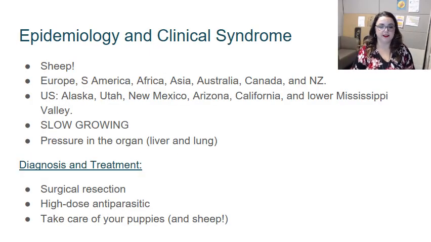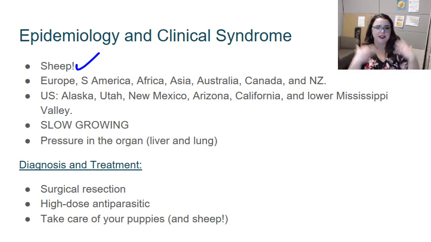Okay, so where do we see it? Mainly sheep. E. granulosus infection is directly correlated with raising sheep in many countries in Europe, South America, Africa, Asia, Australia, New Zealand. It does occur in Canada and the United States. In the United States, we tend to see this in places where we have a lot of contact with herbivores.